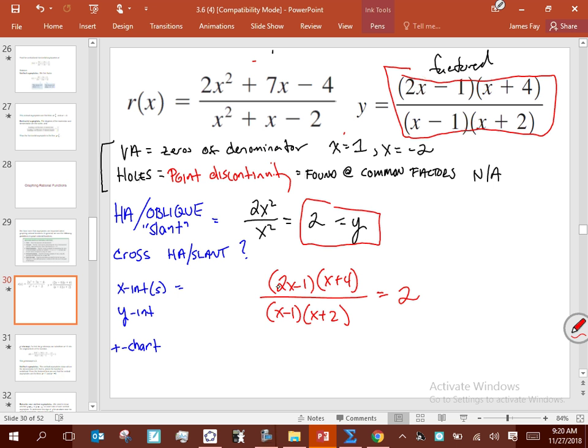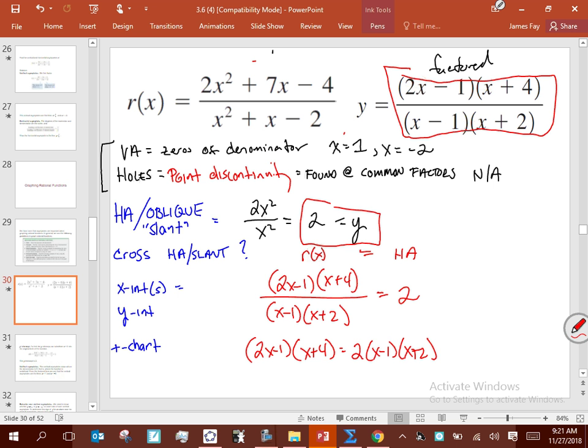Okay, this is a rational function. This is r of x, and this is your horizontal asymptote, right? We want to see if they're ever equal. Now if you remember back to like the first chapter that we worked on, solving equations like that, right? Okay. We multiply by the LCD here. So the LCD is going to be this x minus 1, x plus 2, so we get 2x minus 1, x plus 4 is now equal to x minus 1, x plus 2.